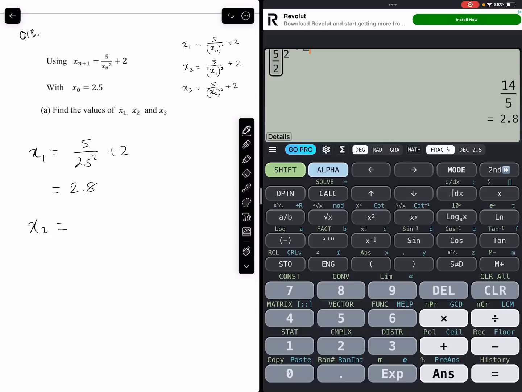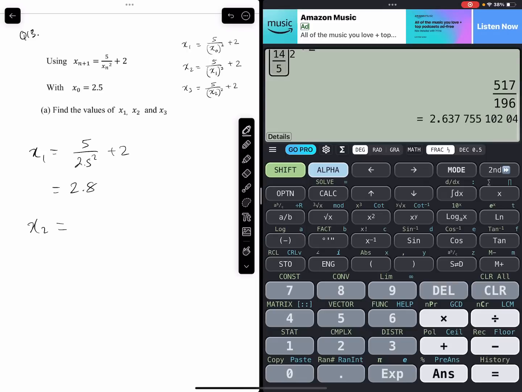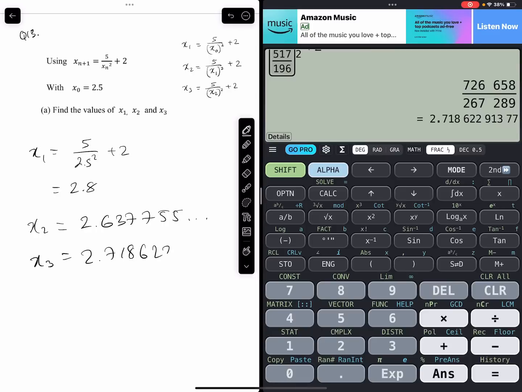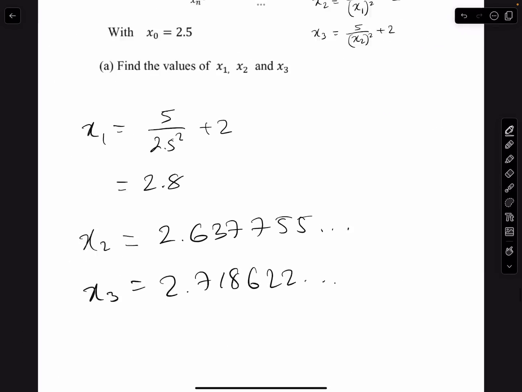Now to find x2, what I need to do is just press equals again. So if I press equals, it gives me 2.637755, and then if I press equals again, that will give me x3, and that's all I need to find. 2.718622, and there you go. That's your answer for that.